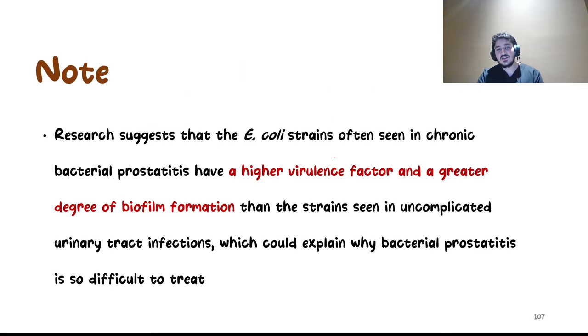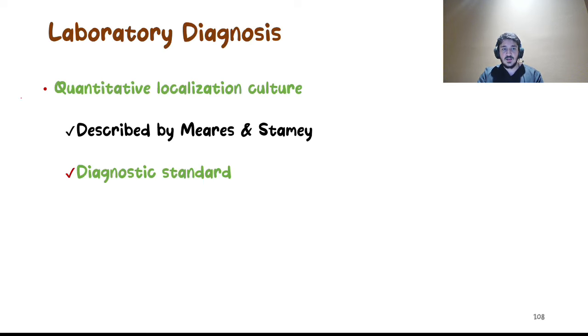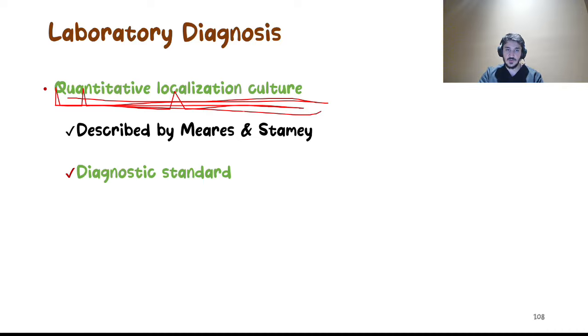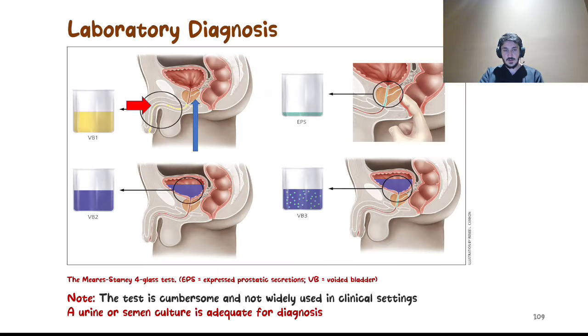Okay, this is not really done. I'm going to skip this slide. Here it is, qualitative or quantitative localization culture. And this is basically the diagnostic standard. The gold standard of diagnosis for prostatitis, like chronic prostatitis, is this localization study.